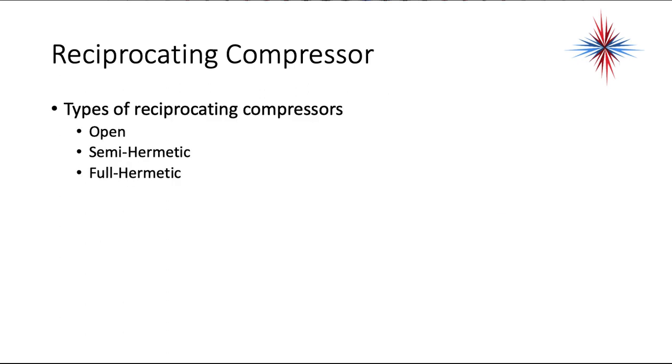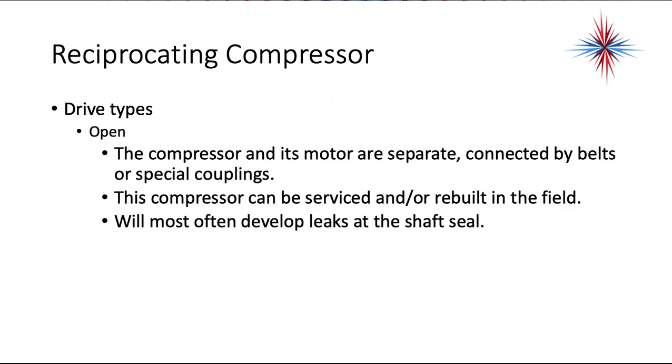Now there's several types of reciprocating compressors. They don't always go along with the body types. We have open, we have semi-hermetic, and we have full hermetic. These are the drive types. The open drive type, the compressor and its motors are separate. They're connected by belts or special couplings. This compressor can be serviced or rebuilt in the field.